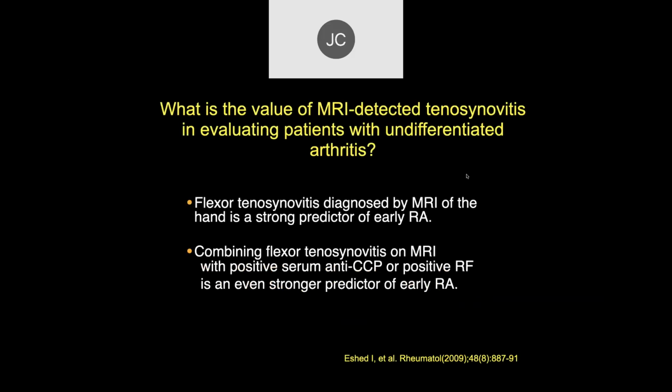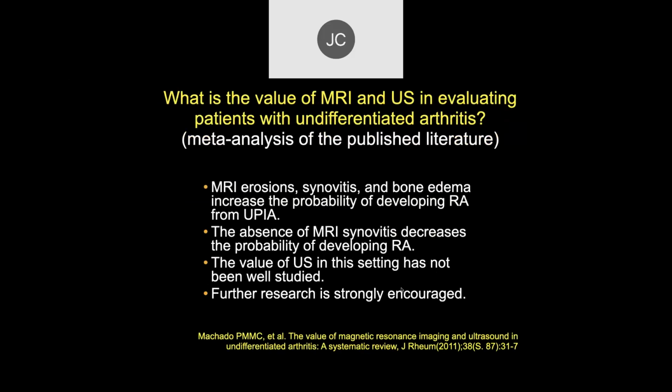What is the value of MRI-detected tenosynovitis in evaluating patients with undifferentiated arthritis? Flexor tenosynovitis diagnosed by MRI was a strong predictor of those patients who would go on to have rheumatoid arthritis. These are older studies using the older definitions for rheumatoid arthritis, and then combining flexor tenosynovitis on MRI with a positive serum anti-CCP or positive RA factor was a very strong indicator that the patient has early rheumatoid arthritis.